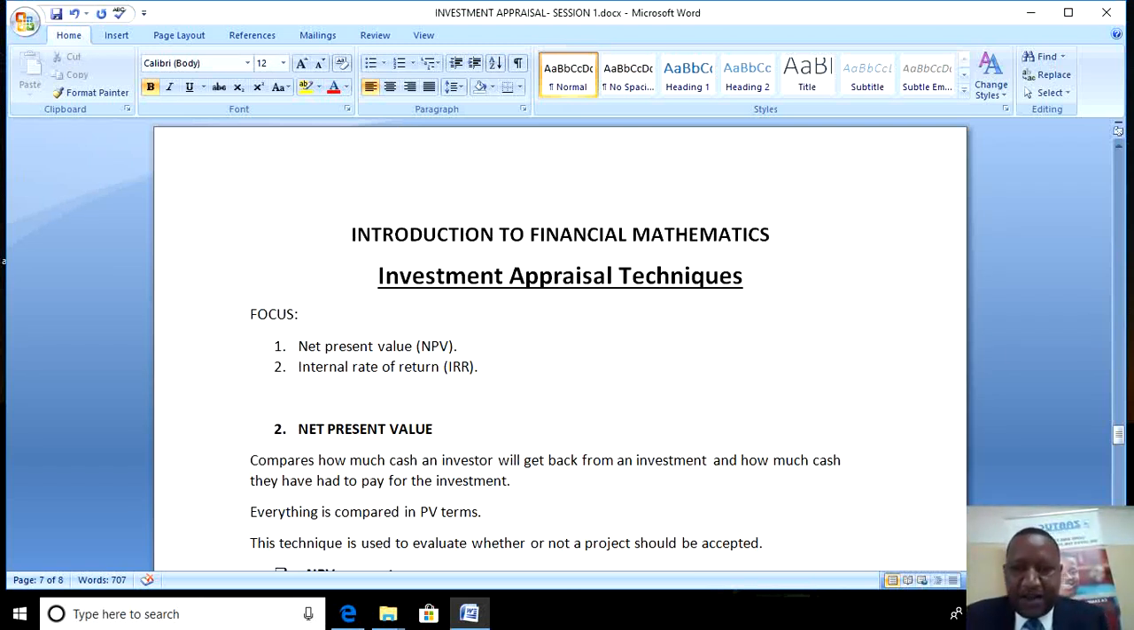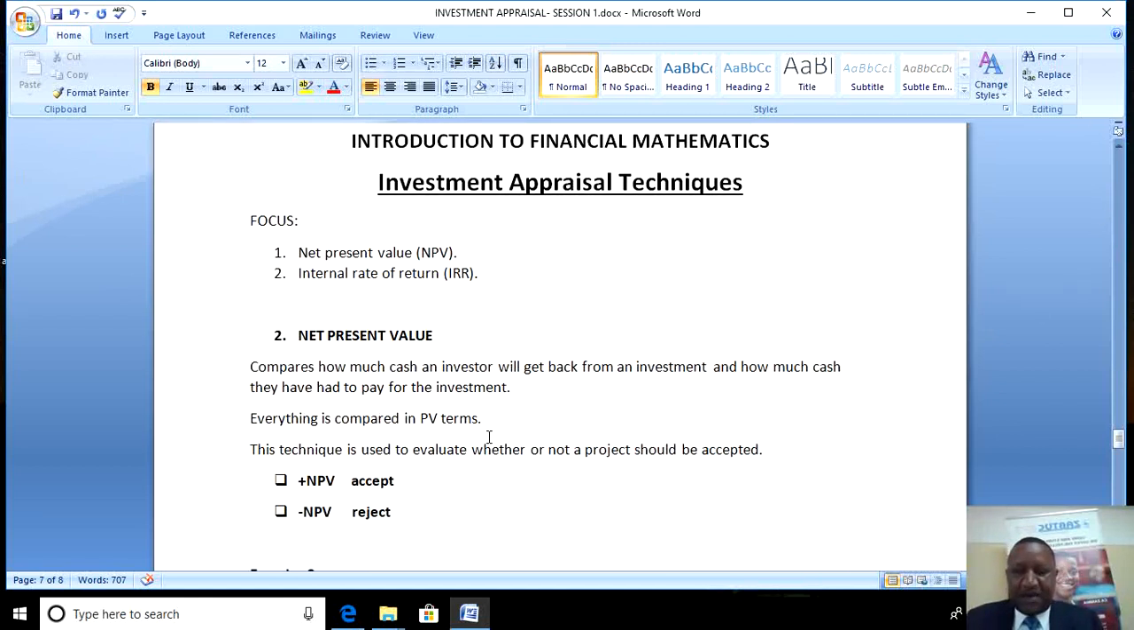Today I want to wind up on investment appraisal techniques by looking at the remaining two methods or techniques that are used for investment appraisal. The two techniques are net present value and internal rate of return. So let's start with the net present value.